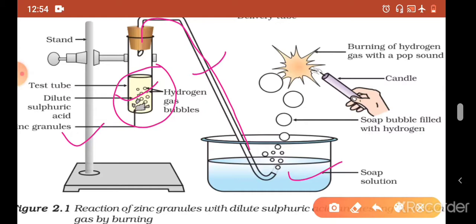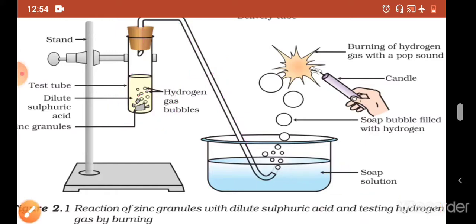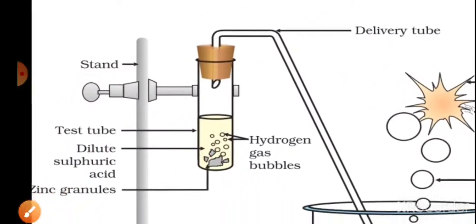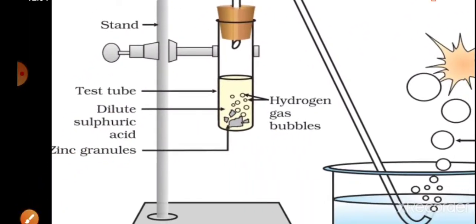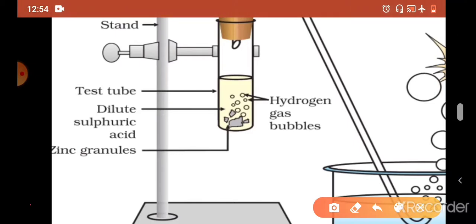One is acid and one is metal. The acid we are going to take over here is dilute sulfuric acid, H2SO4, and the metal we are going to take is zinc. So zinc granules we are going to take. Granules means small pieces, very small pieces of zinc, plus dilute sulfuric acid. Dilute means a lot of water is added into it.